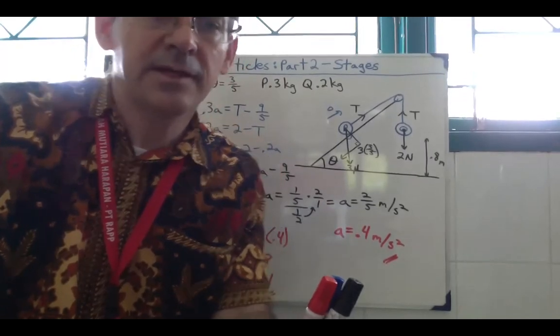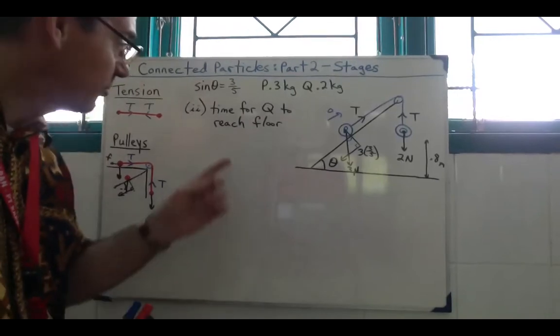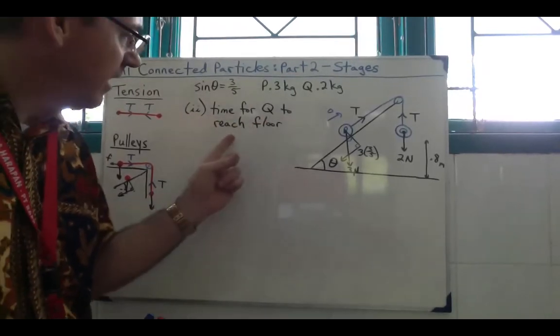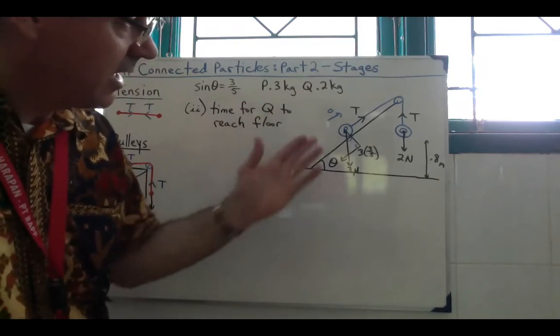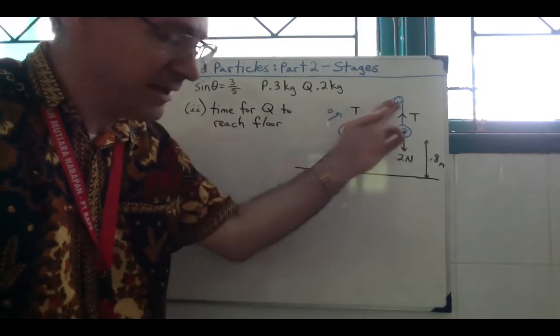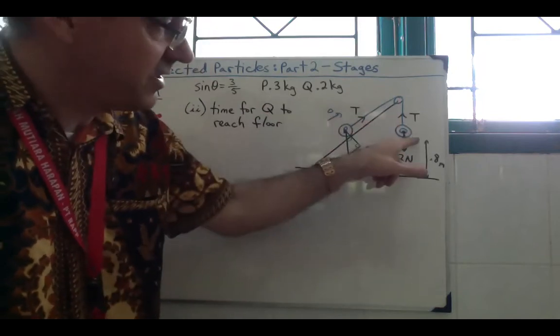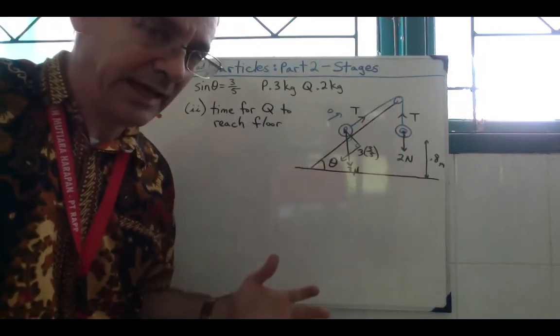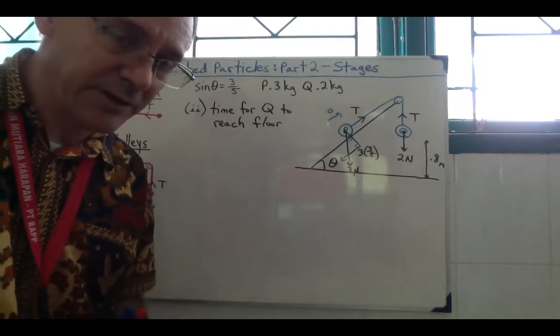Okay, let me clear us some space. Okay, here we are. So we're looking for the time for Q to reach the floor after particle P has been released. Of course, the system is still attached by a string, so they're going to move together. And the distance that needs covered is 0.8. Since we're looking for time, time is one of the SUVAT variables.